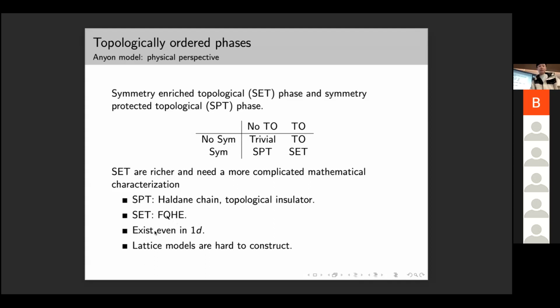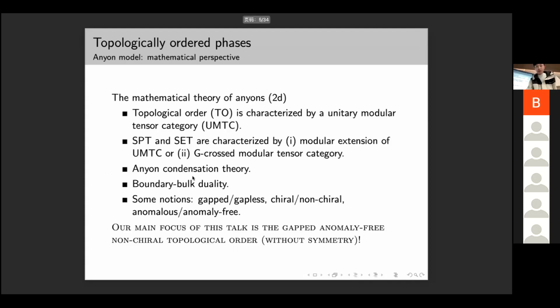And for the SPT and the SET phases, we know that, as I mentioned, for the 1D gapped system, there is no topologically ordered phase. But if we introduce a symmetry, this kind of topological phase can even exist for the 1D system. And for the SPT phases, we know that the state is easy to construct, but the lattice model is very hard to construct. Okay, so the above is just some physical background about the topological order phase.